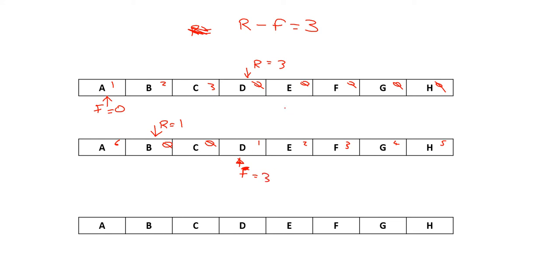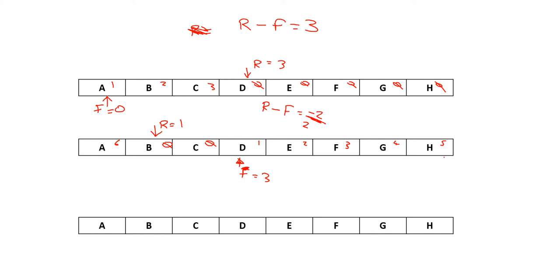So we'll have a look at our formula, R minus F. So R1, F3, well, that'll give us minus 2. Even the absolute value, which would be 2, doesn't account for how many we have. So we're going to have to come up with a different formula for working out the size now.